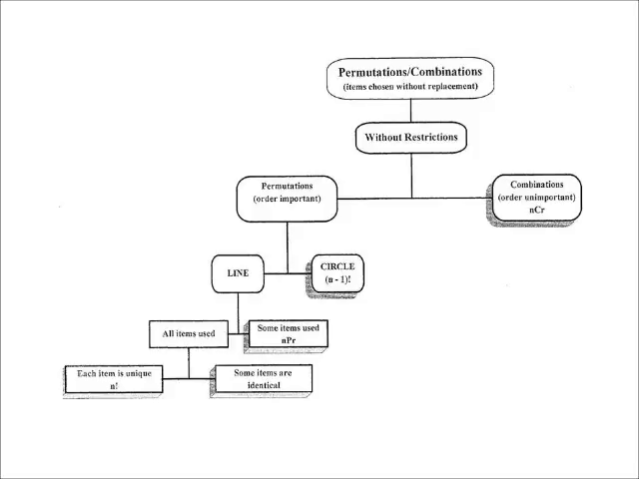So without restrictions, well then we have a look at it and go, okay, we've got combinations, that's where the order is not important, or we might have a permutation. But if we have a permutation, now we have a situation where we say, oh, are we in a line or are we in a circle? So we've got to make that decision. And then if we are in a line, are we using all the items or are we using some of the items? And then, of course, are some of them the same or are all of them different? So they're all the different thought processes, I guess, we've got to go through to solve our problems.